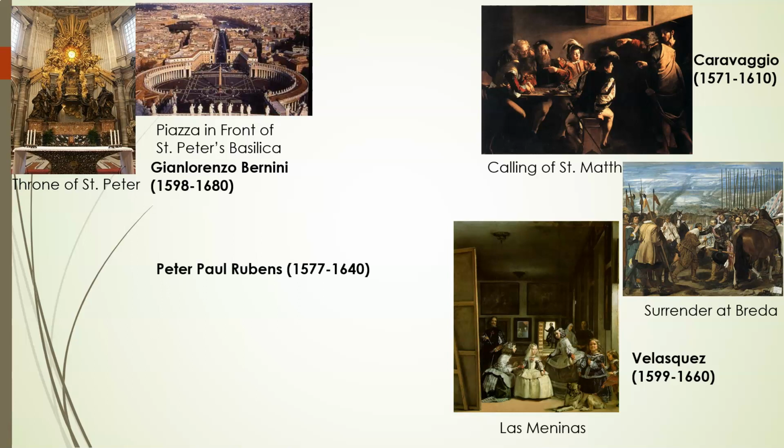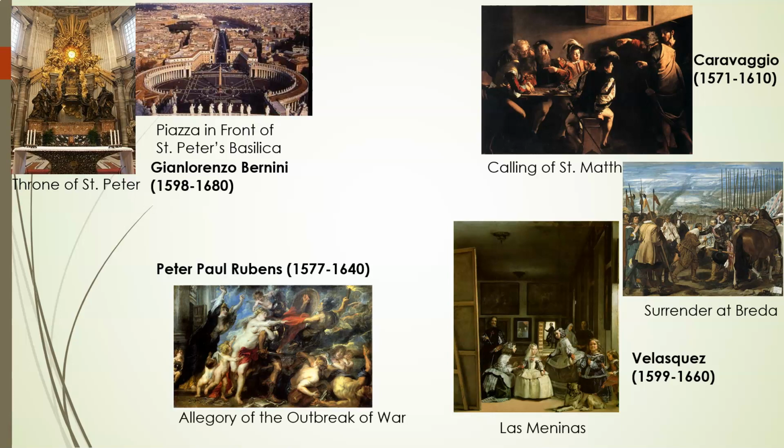Another example is Peter Paul Rubens. He's a Flemish artist, so it's in modern-day Belgium. He does an allegory of the outbreak of war. This is his social commentary on the 30 Years' War. It's an allegory because he doesn't directly show the atrocities of war, but he's making a comment on them through using these mythological images. On the far left-hand side, you have a woman who's kind of waving her arms.